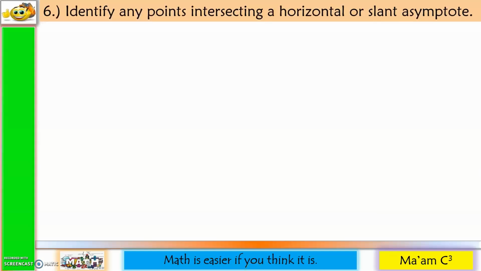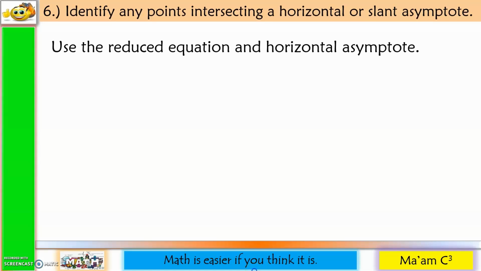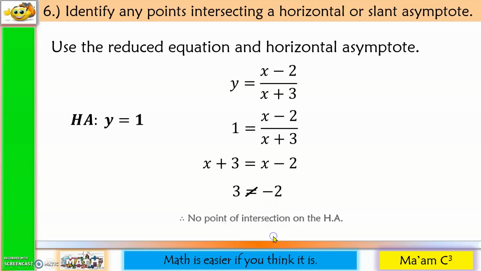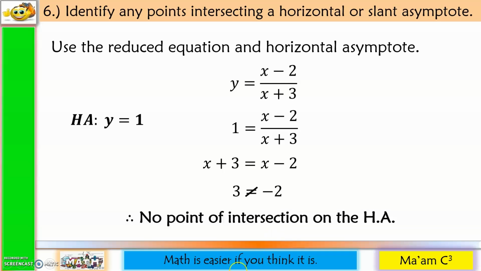Step 6. For this step, we're going to make use of our reduced equation and the horizontal asymptote that we solved earlier. Now let us substitute the value of y in here. So 1 is equal to (x minus 2) all over (x plus 3). Cross multiplication, 1 times (x plus 3) is still x plus 3, equals x minus 2. So x here and here will be cancelled out, leaving us with 3 equals negative 2. But 3 is not equal to negative 2. Therefore, there is no point of intersection on the horizontal asymptote.